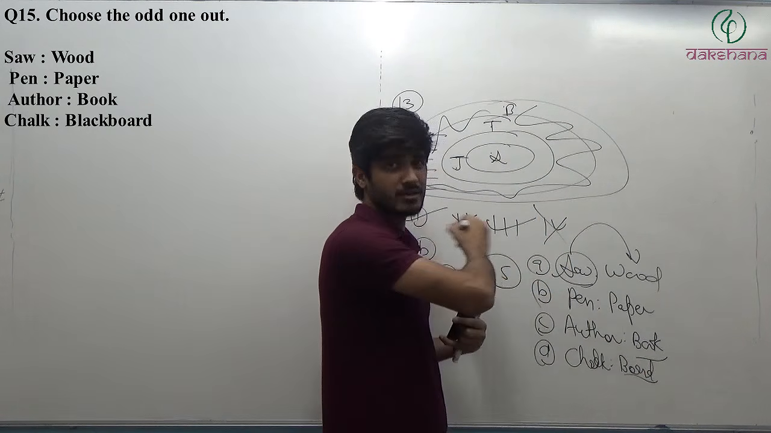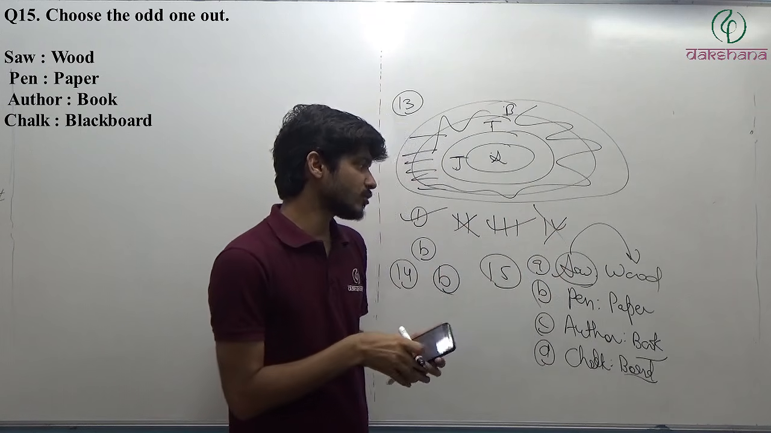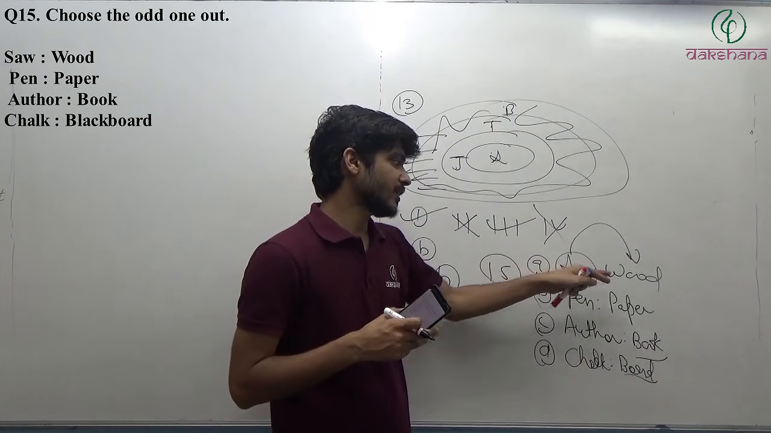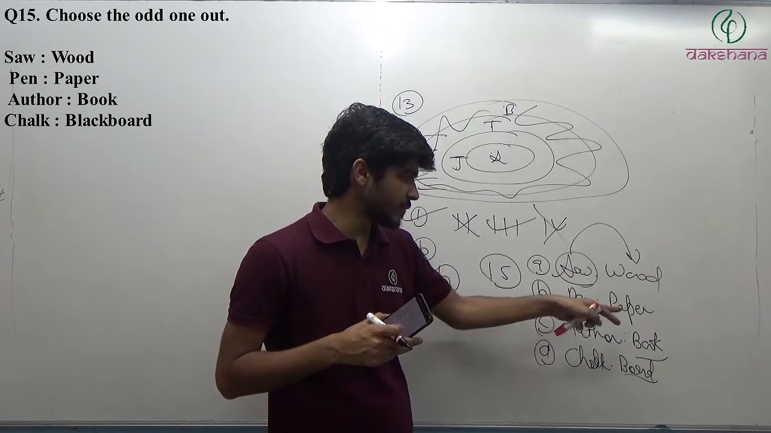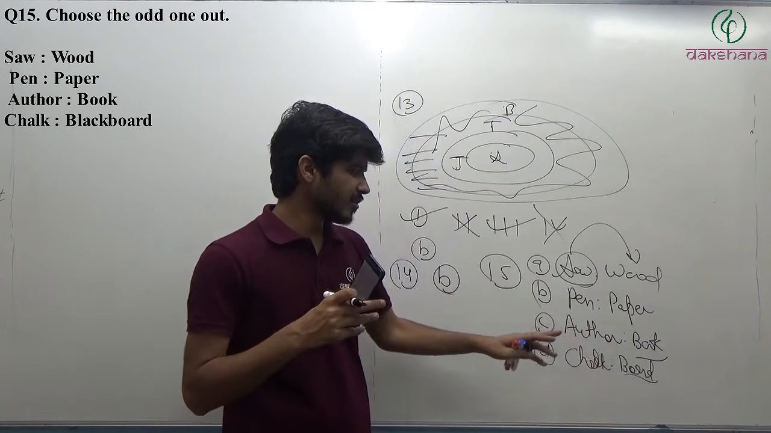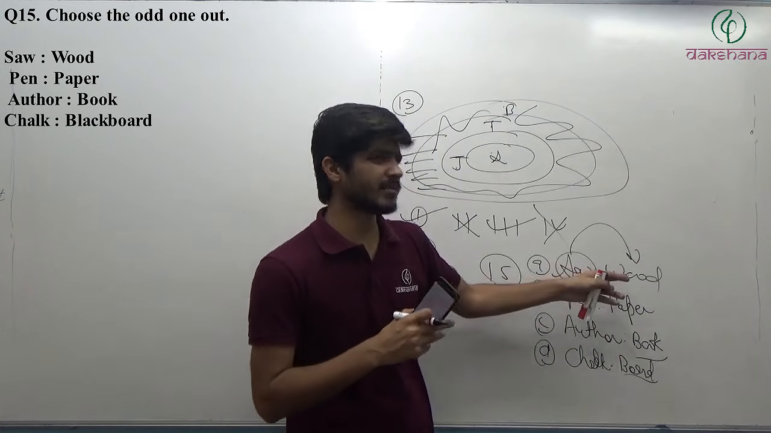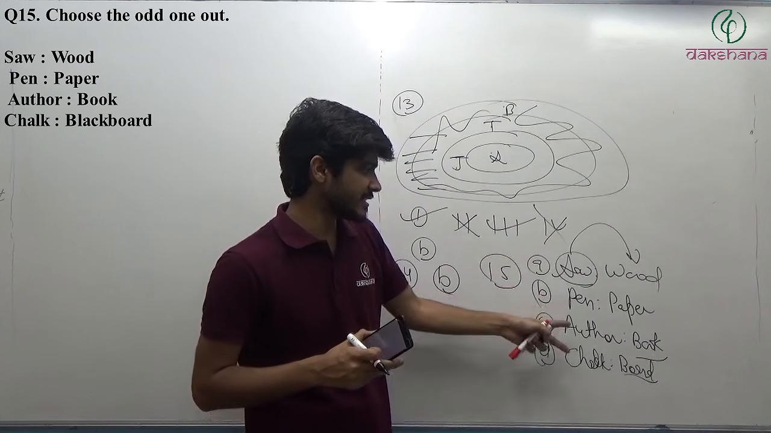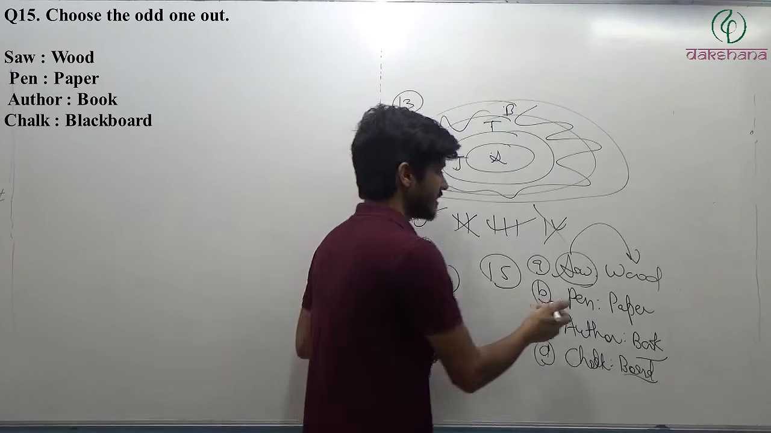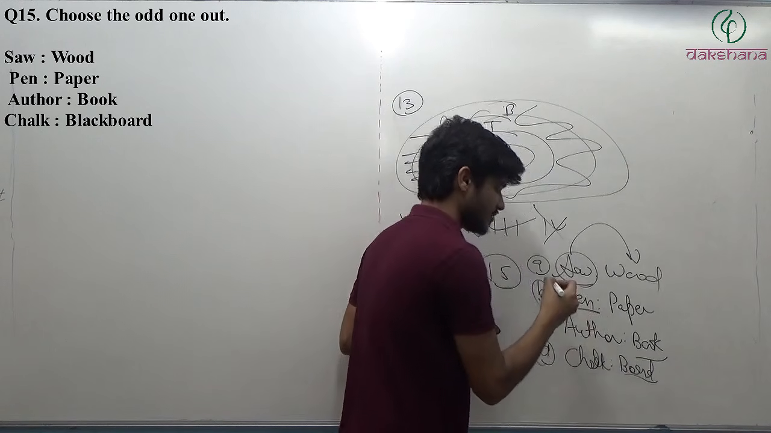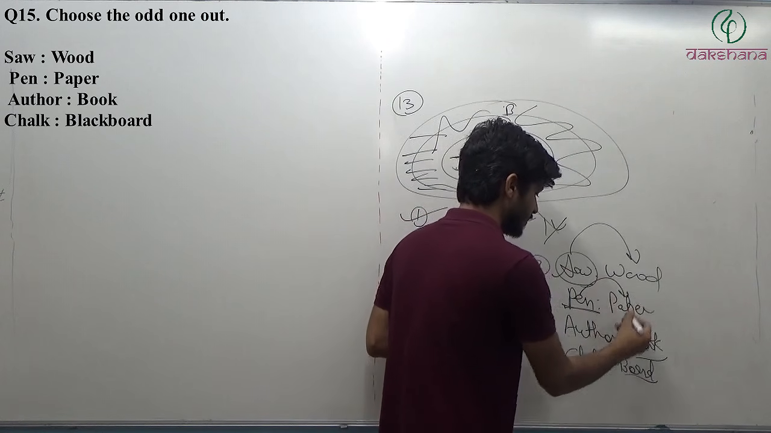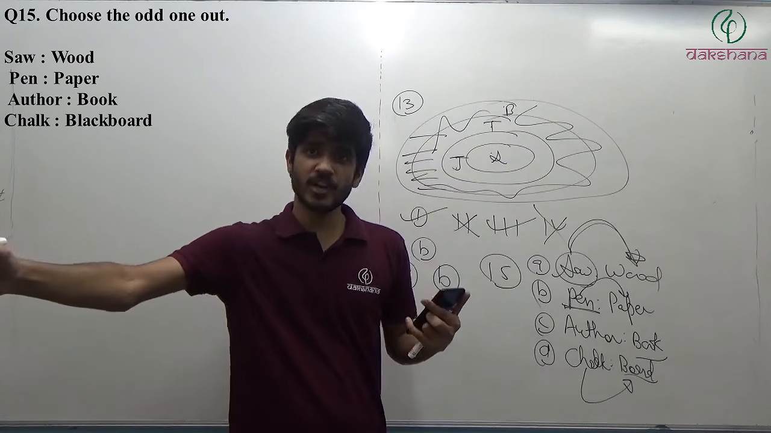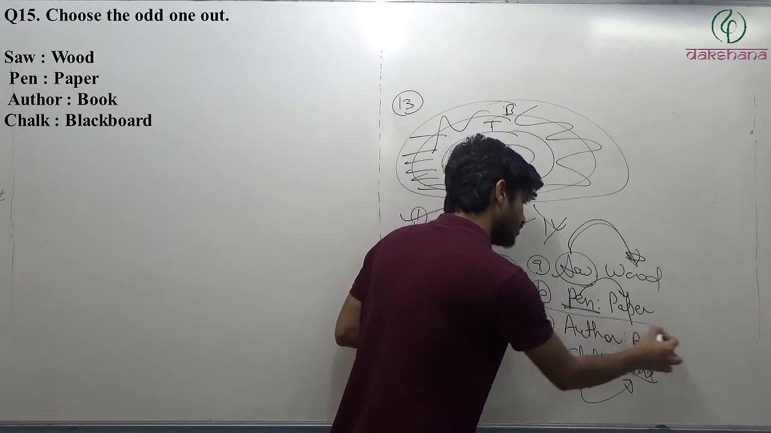With the help of pen, you write on the paper. It doesn't always have to be writing, you have to find the right analogy. Pen, paper, chalk, board are more or less the same thing. The author one is not making sense, because a pen writes on paper, chalk writes on a board, and with the help of a saw, you cut the wood. But author is fine.